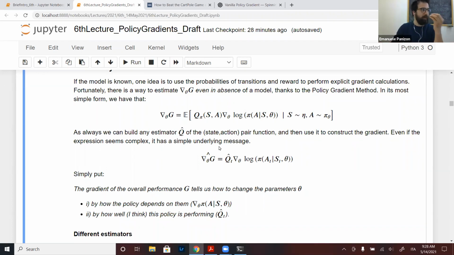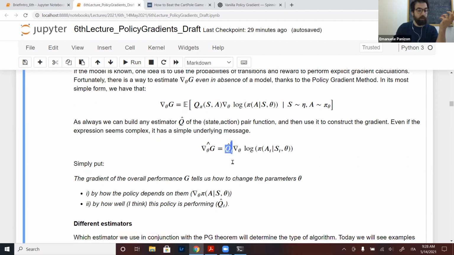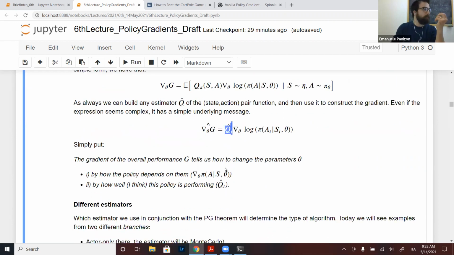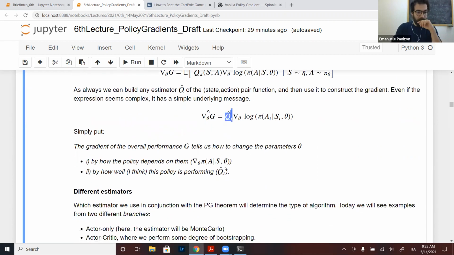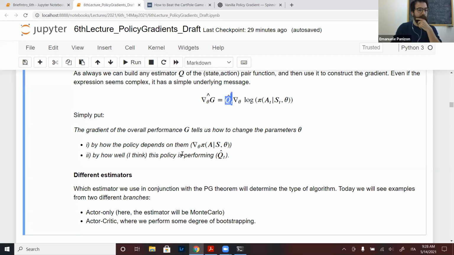So broadly speaking, if one would like to explain all this policy gradient without mathematical details, it just tells us the gradient is how to change the policy, and you find it with the second term. Should I change it increasing the probability? Should I change it decreasing the probability? This is given by the first term, which is the quality of the action I took. So this is what I put here.